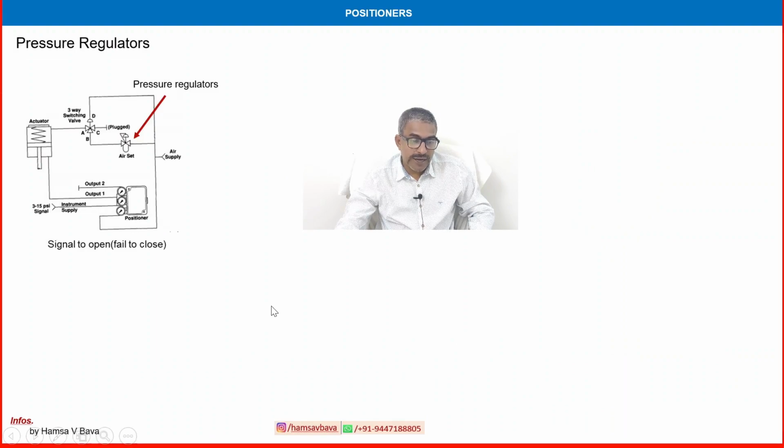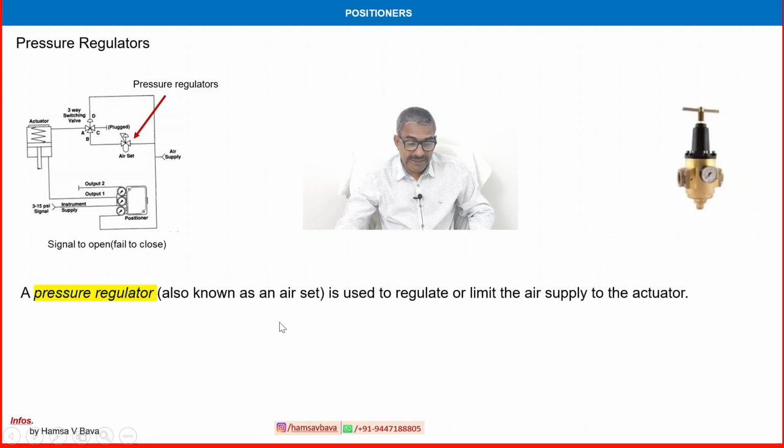Next one is the pressure regulator, which regulates the pressure. A pressure regulator, also known as an air set, is used to regulate or limit the air supply to the actuator. This is a picture of that one. This is the system.